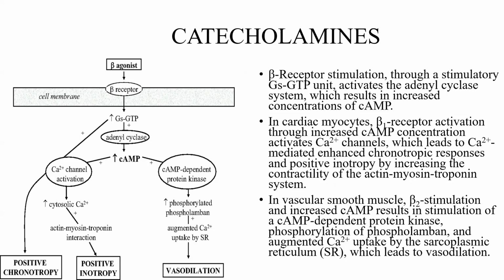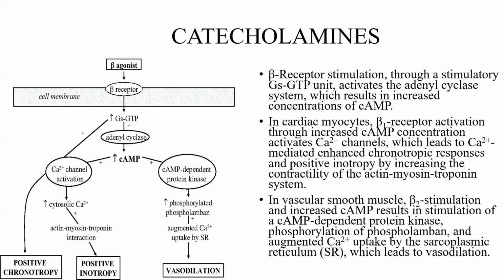They activate G-protein, and it activates adenyl cyclase, which increases cyclic AMP. So if you go to the left-hand side, that's the effect it has on beta 1 receptors. You have calcium channel activation, then a surge in cytosolic calcium, and that leads to actin myosin troponin interaction.